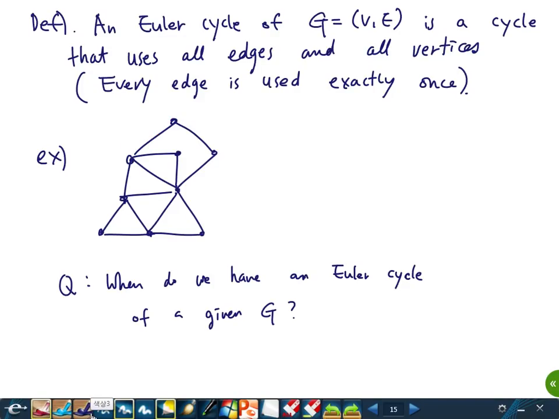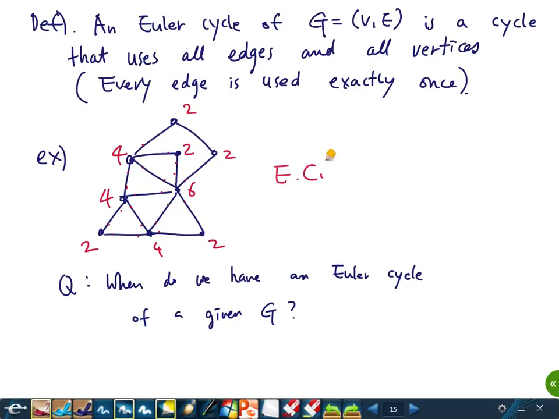If you want to answer this, all you need to do is to check the degrees. The degrees are 2, 1, 2, 3, 4, 5, 6. And this is 2, 1, 2, 3, 4, 1, 2, 3, 4, 1, 2, 1, 2, 3, 4, 2. And then it is connected. Every vertex has even degree, so there is an Euler cycle.